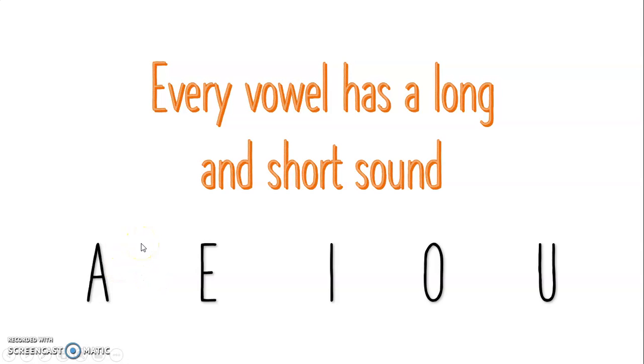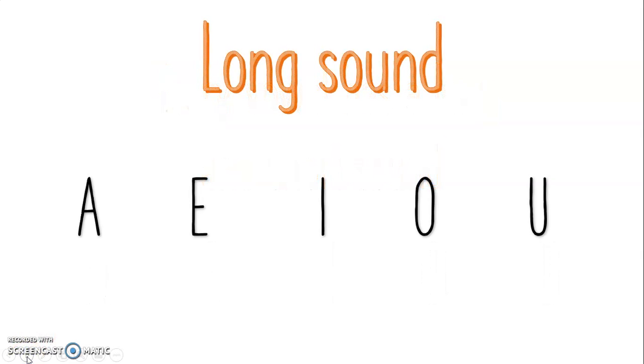So as we've already discussed, every vowel has a long and a short sound. The short vowel sounds: A says a, E says e, I says i, O says ah, and U says uh. But the long sounds are different. The long vowel sound is just that vowel saying its name, or in other words, what letter it is. So the long A sound says A, the long E sound says E, the long I sound says I, and so on.